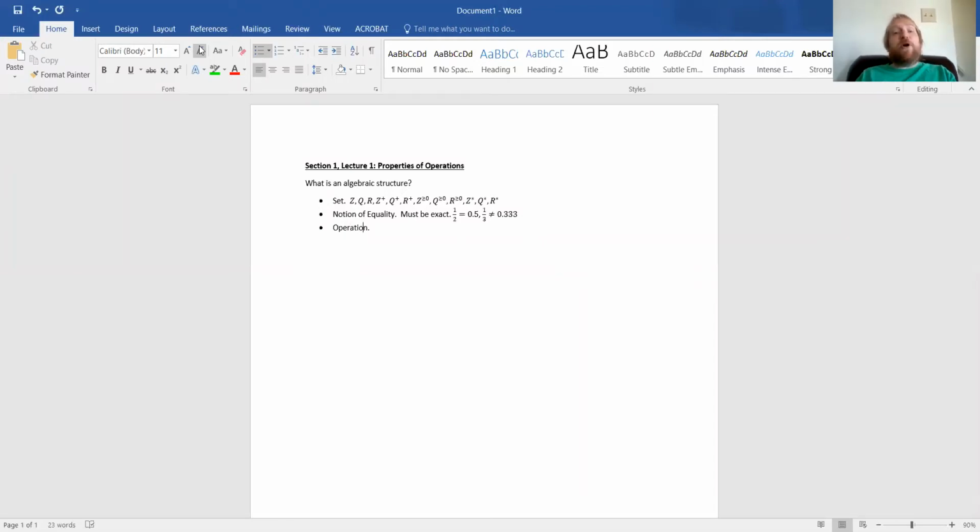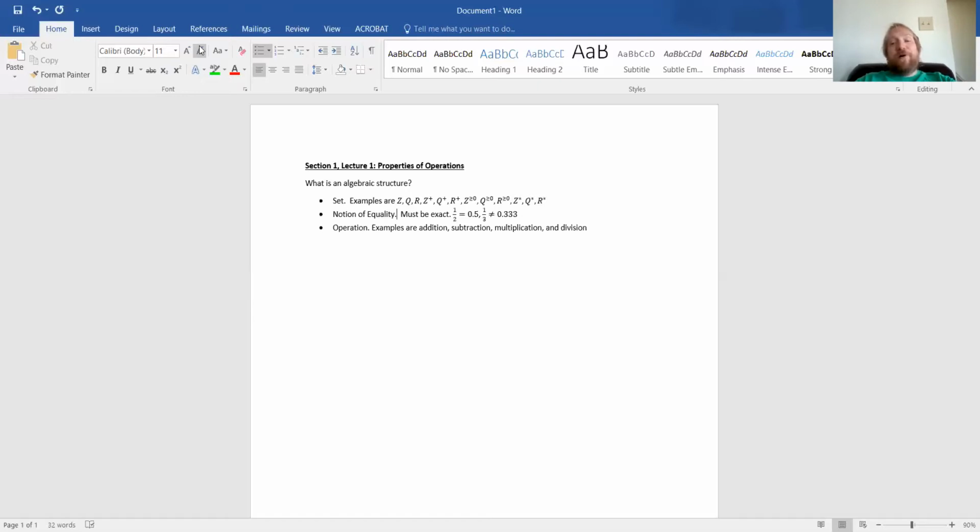Now, an operation is not what you have at the doctor's office or in the hospital. It is a way to combine 2 elements of a set to get a 3rd element of a set. So we saw 4 operations in grade school: addition, subtraction, multiplication, and division. Just like for sets, we saw these 12 examples in foundations.